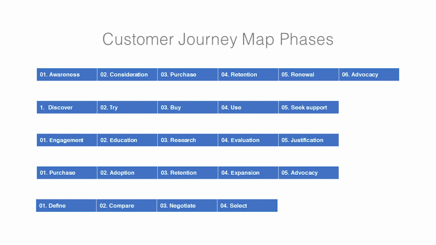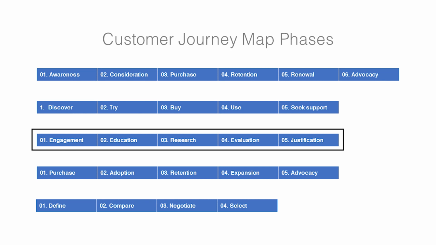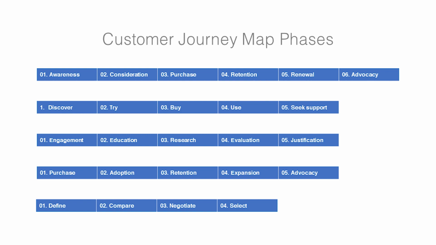For example, for products like luxury cars, stages could be engagement, education, research, evaluation, and justification, because this is how customers engage with luxury brands since products are very expensive.